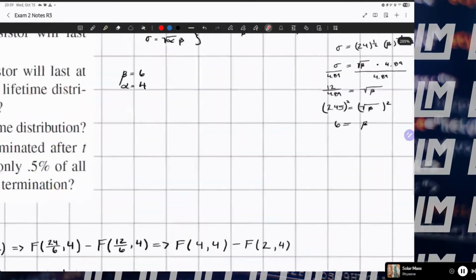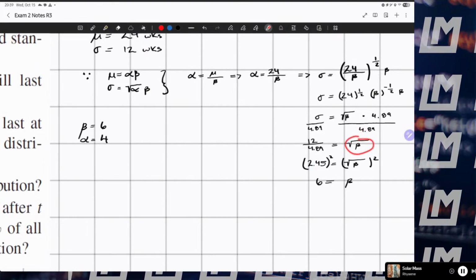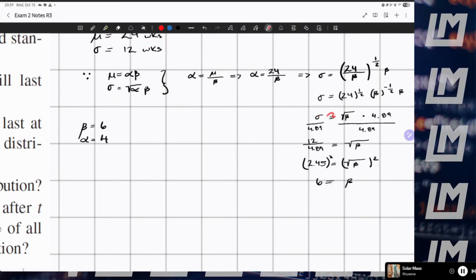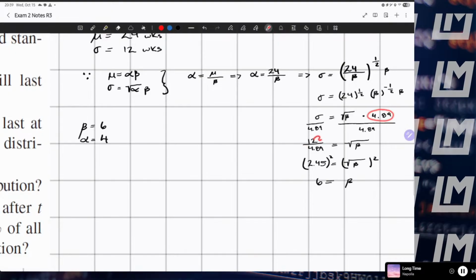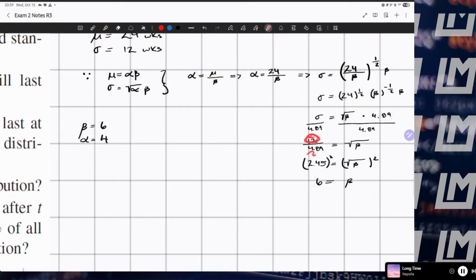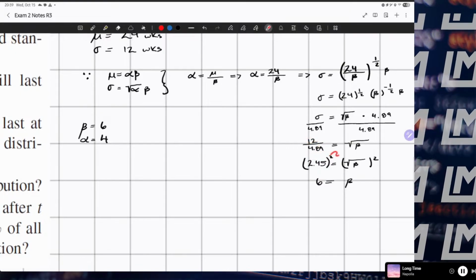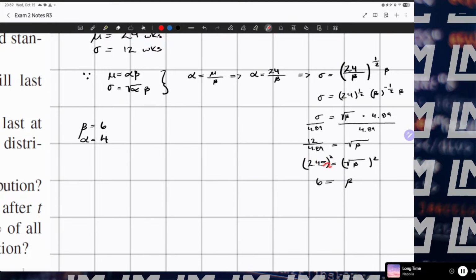So at this point, all right, I'm like, I already isolated beta, right? Now we just know that the square root of beta is equal to the standard deviation, 12, divided by 4.89. So you solve for that, right? And you get 2.45.